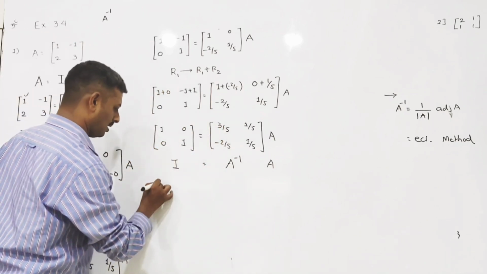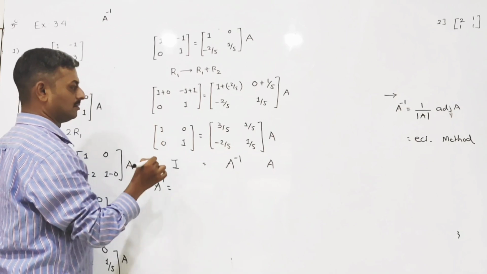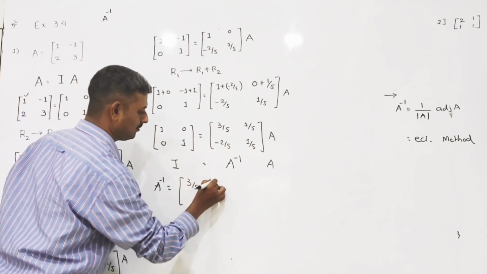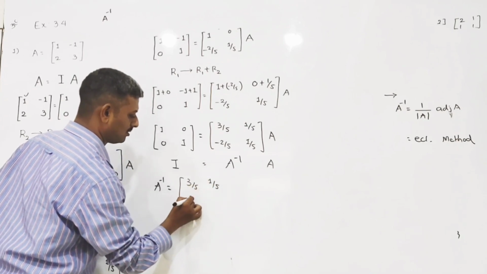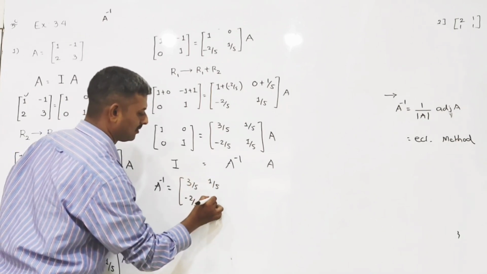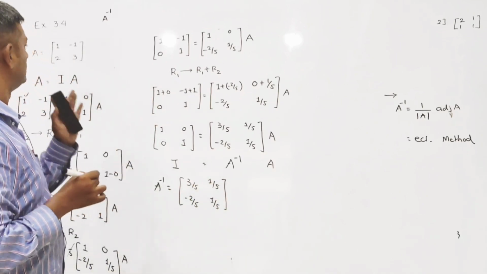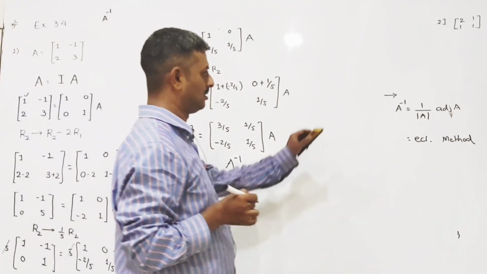Now if this is I and this is A, obviously this is A inverse. So A inverse is equal to the matrix [3/5, -2/5; -2/5, 1/5]. This is our first example.